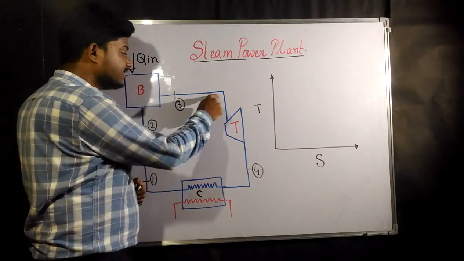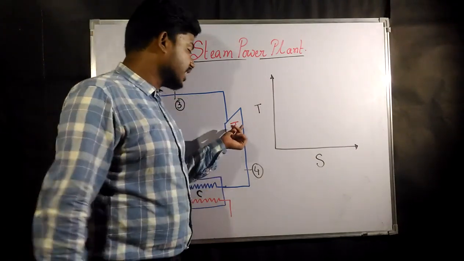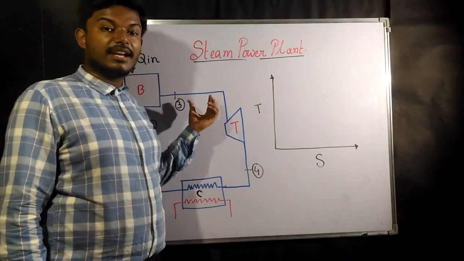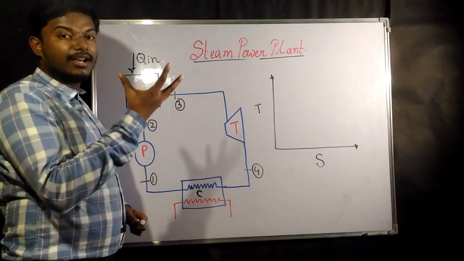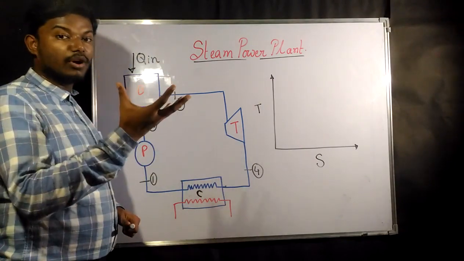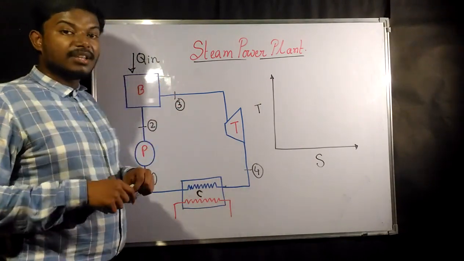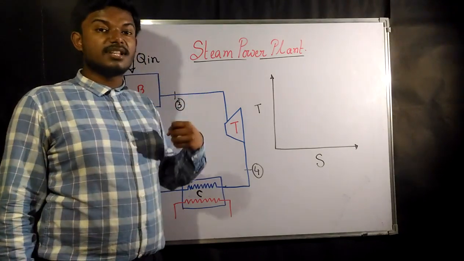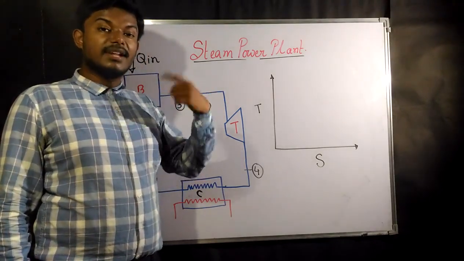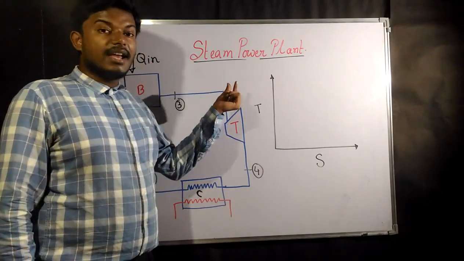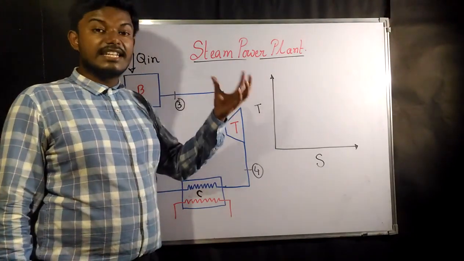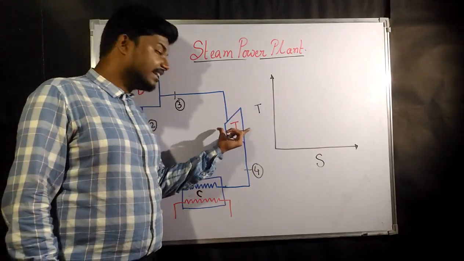Now while passing on, it will come into the turbine. After the water is boiled in the boiler, the temperature of that gaseous substance is going to get higher, and the pressure is also going to get higher. So high pressure and high temperature steam is now going to pass through the turbine.